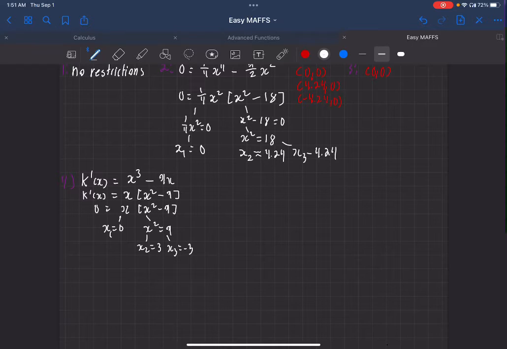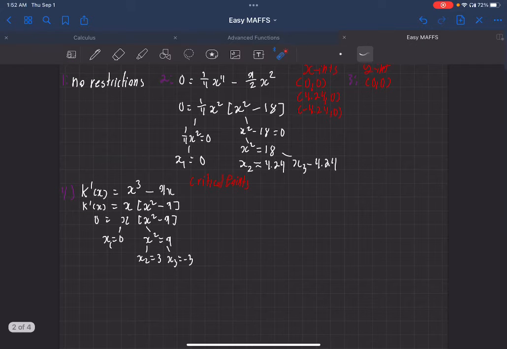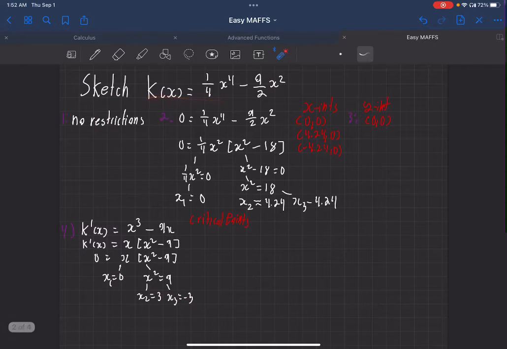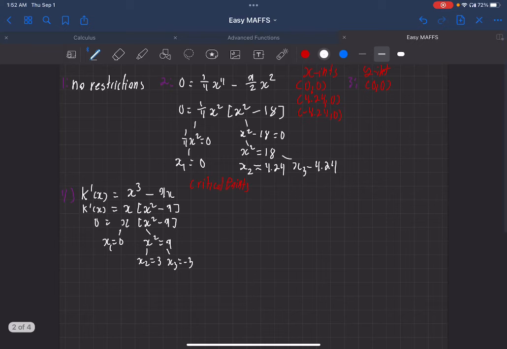So now we can write down our critical points. And where are our critical points? Well, we plug these values back into our original function. So k of 0 equals, k of 3 equals, k of negative 3 equals.